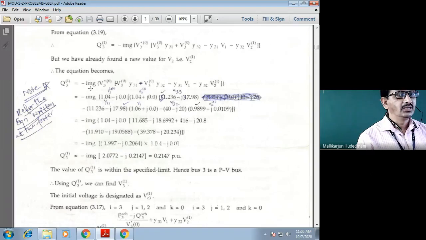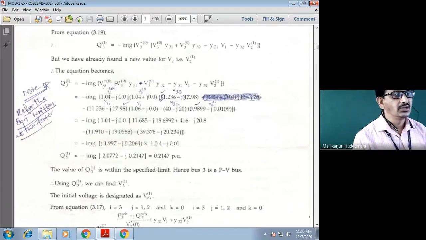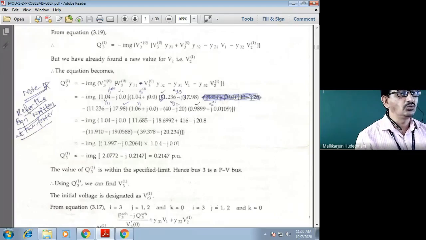Minus of the imaginary part of V3 conjugate. I am taking the conjugate of the voltage, and the current is straight, not conjugated. Therefore, it is V3 conjugate into the current I want. Where is all the current flowing? From V3 to V1. You can see over here Y31 and there is a Y31 V1.